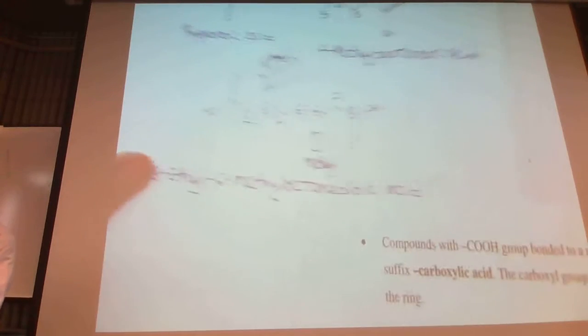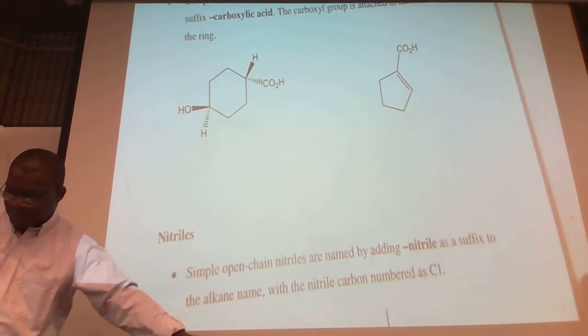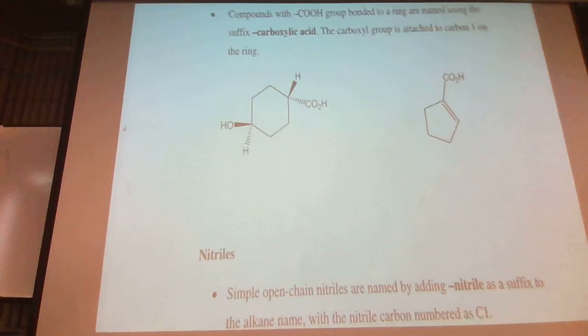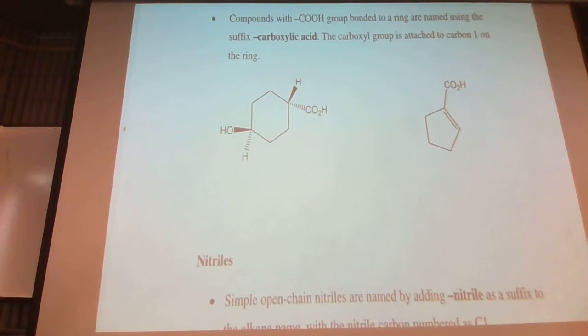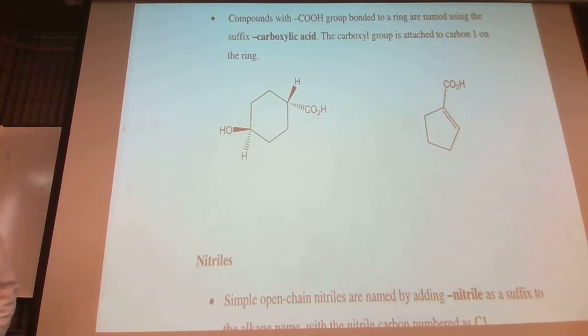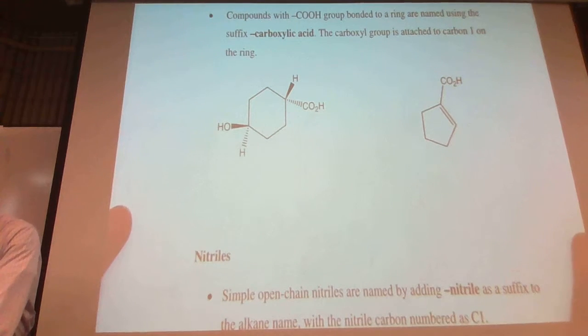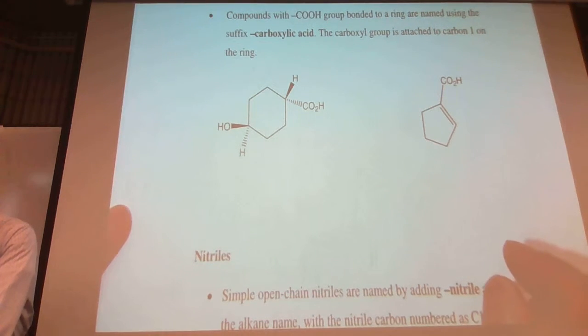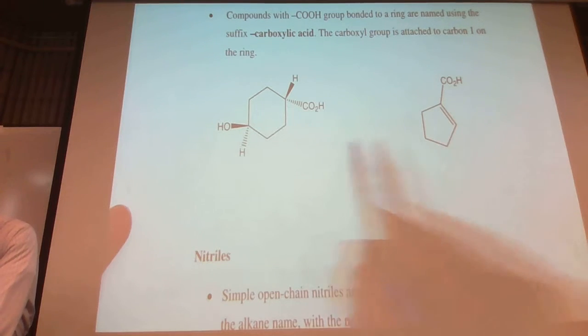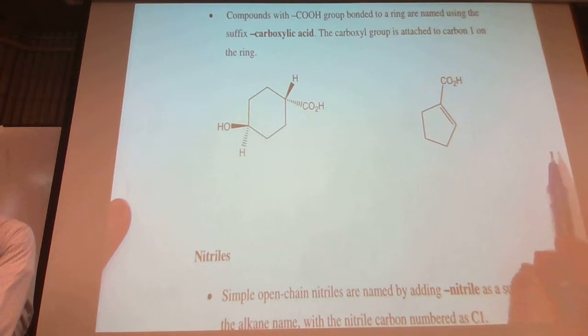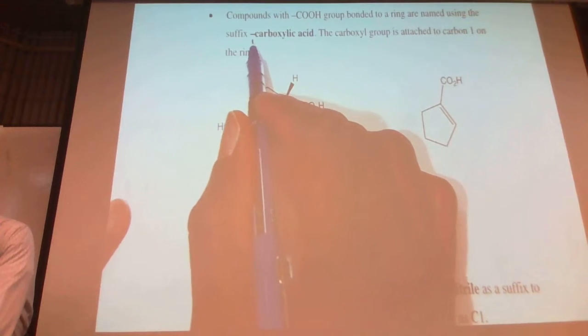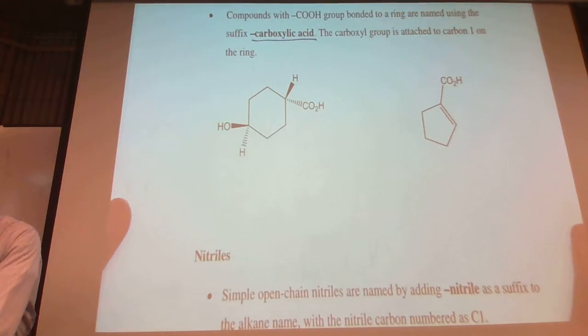All right. If you have a cyclic ring, and your carboxylic acid is coming off of the carbocycle, then you will add the suffix carboxylic acid to the end of the name.